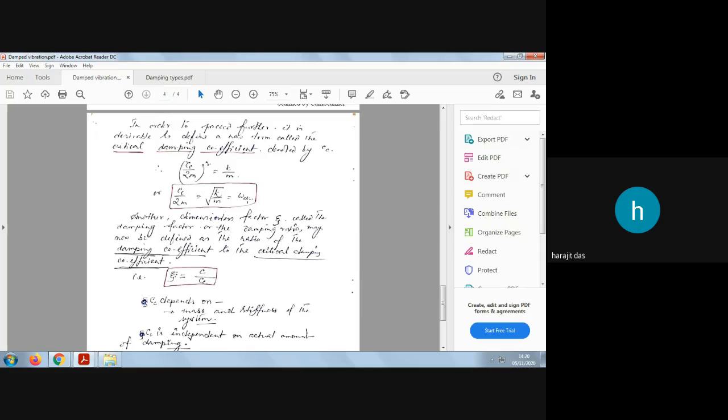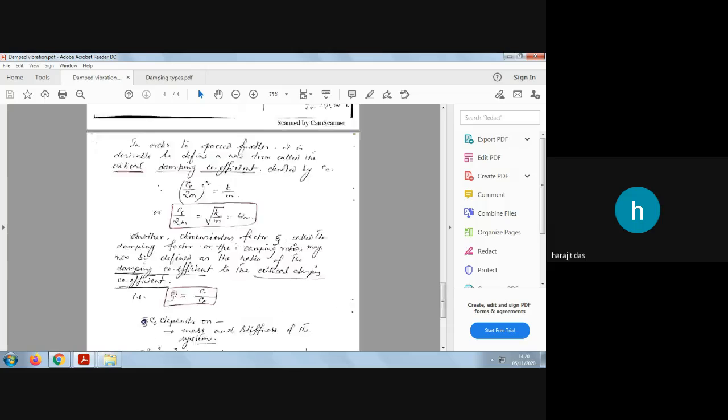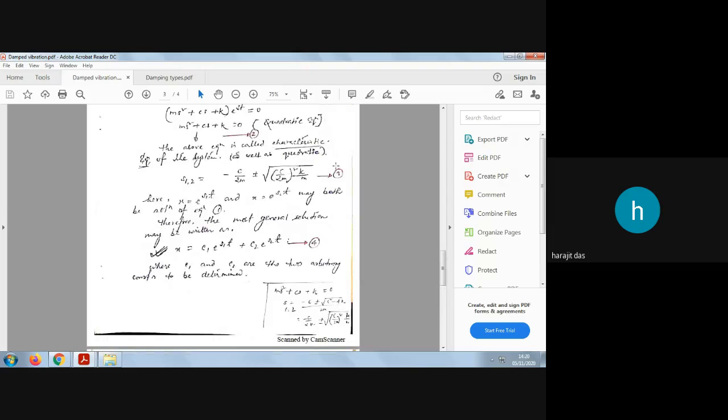Okay, so here instead of c by cc, we will be writing zeta, and instead of cc by 2m, we will be writing omega n, because cc by 2m equals omega n. Now these roots s1, s2 will become like this: s1,2 equals minus zeta, because minus c by 2m was there, so minus will remain minus. And instead of c by 2m, we will be writing zeta omega n.